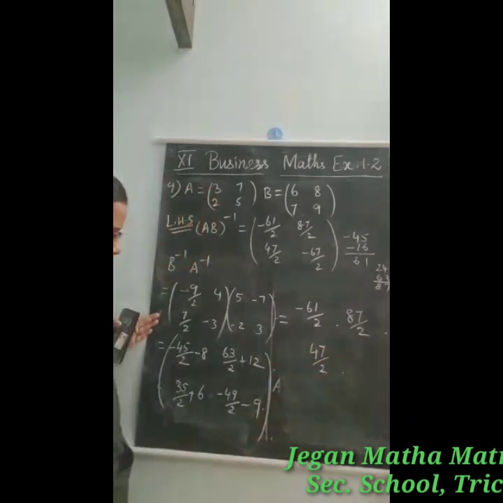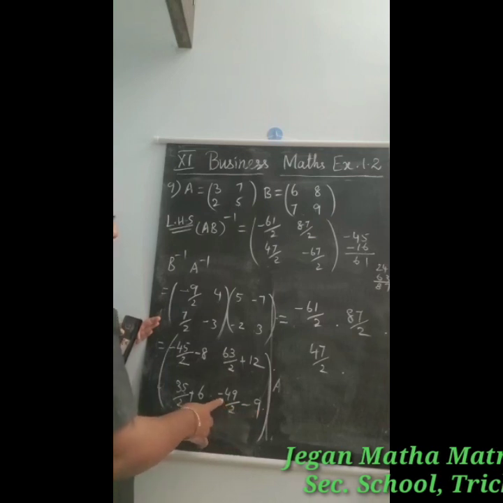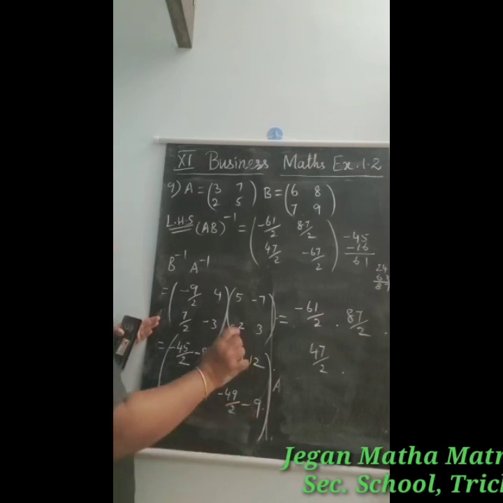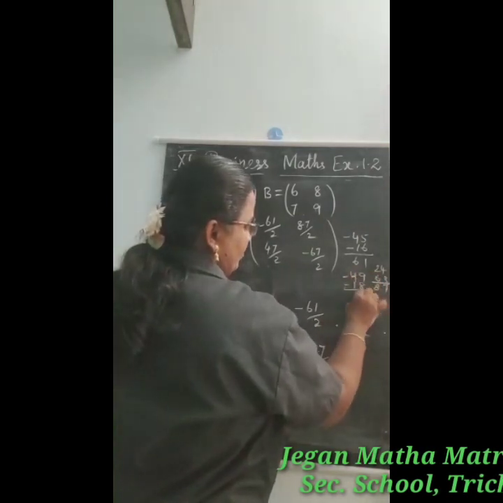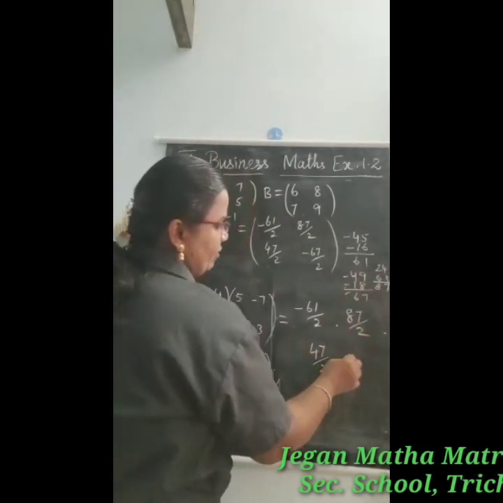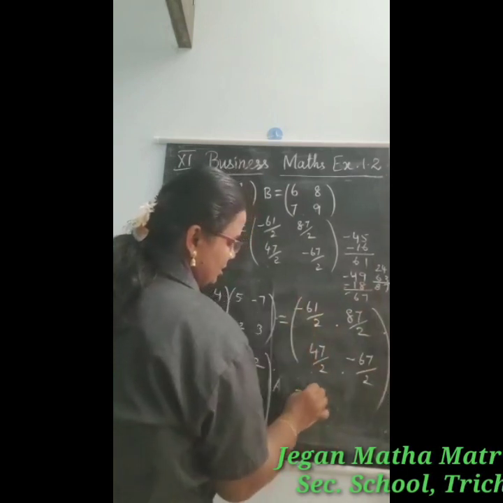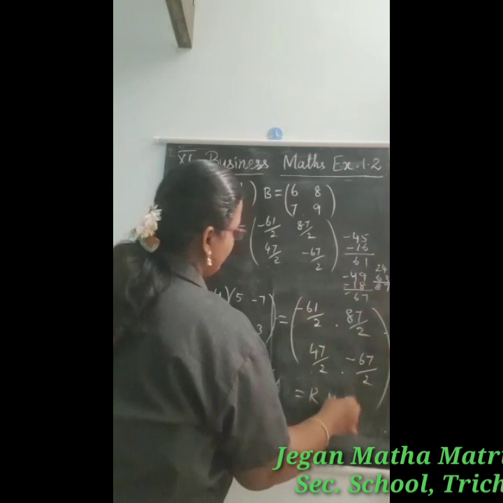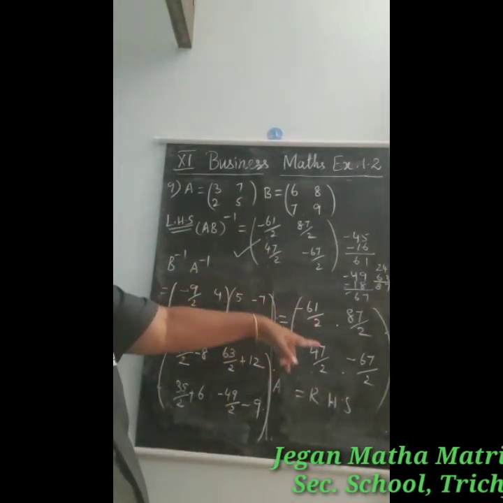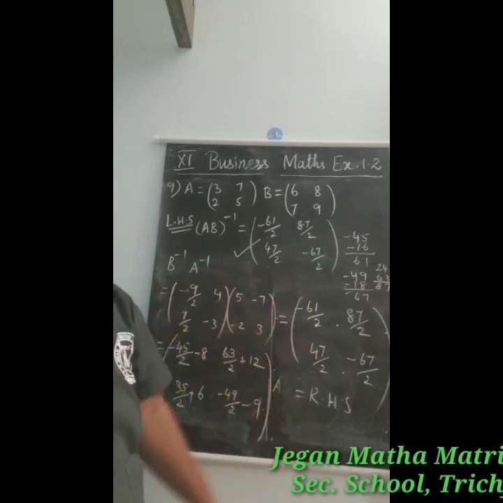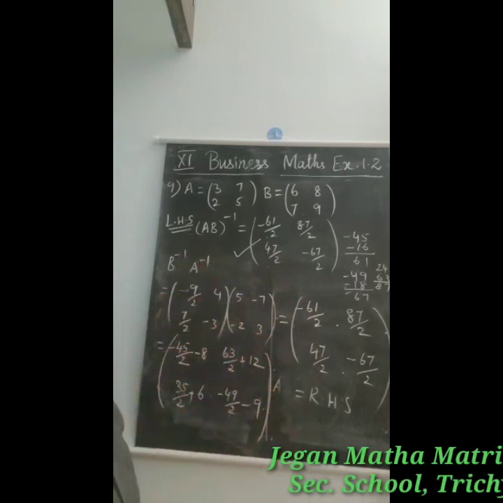Here 2 is the LCM. So 18. So minus 49 plus minus 18, minus 49 minus 18, we will get 67. So minus 67 by 2. This is the RHS. So what is the LHS? Minus 61 by 2, 87 by 2, 47 by 2, minus 67 by 2. So both are equal. Hence proved.